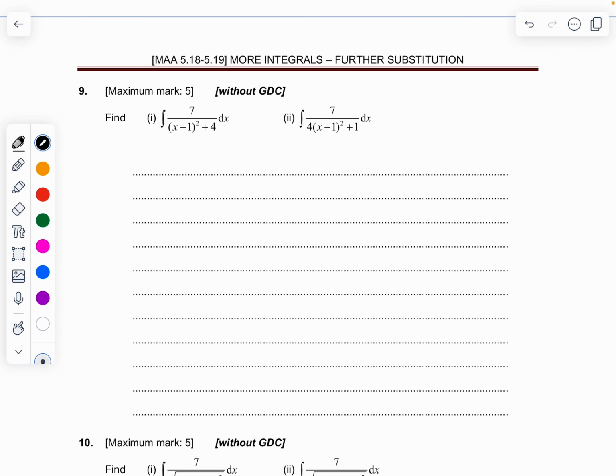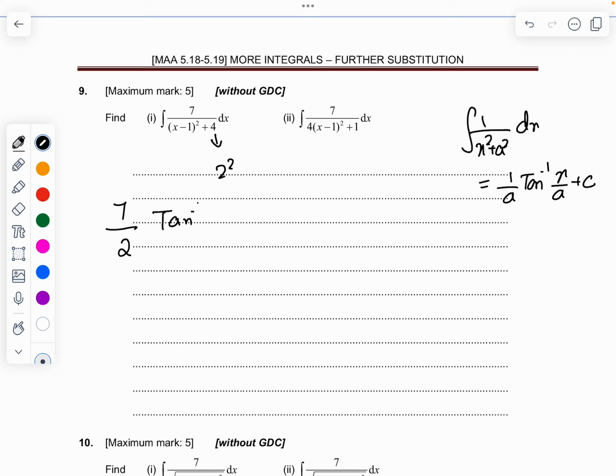Question number 9. Now again the formula for this one is integral of 1 upon x square plus a square dx, which is 1 upon a tan inverse of x upon a plus c. So based on that formula, what does it become? 7 upon, this 4 can be written as 2 square. So 7 upon 2 tan inverse of x minus 1 upon 2 plus c.